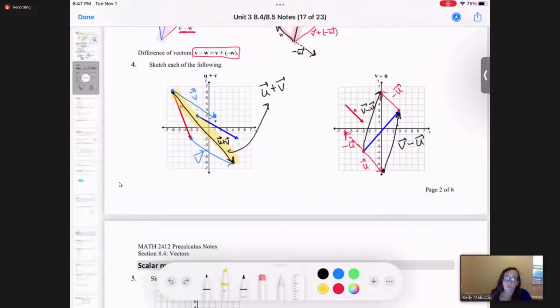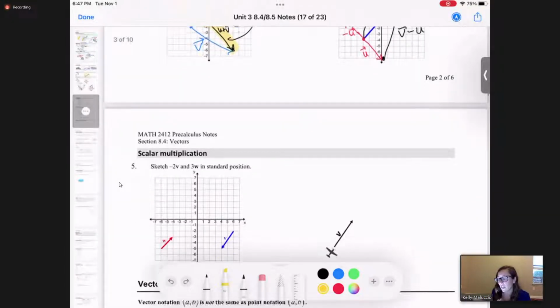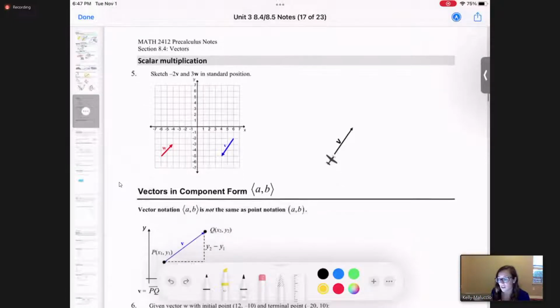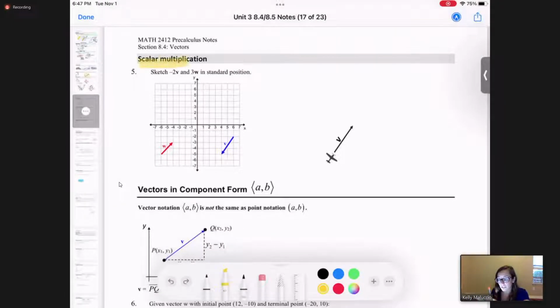So then we also have something, so the addition, this is kind of like fractions, where addition and subtraction of fractions to me is harder than multiplication of fractions, right? And addition and subtraction of vectors is harder, I think, than multiplication of vectors. So now we look at scalar multiplication, right? And again, scalar just means number. So there's nothing fancy that has to be done here.